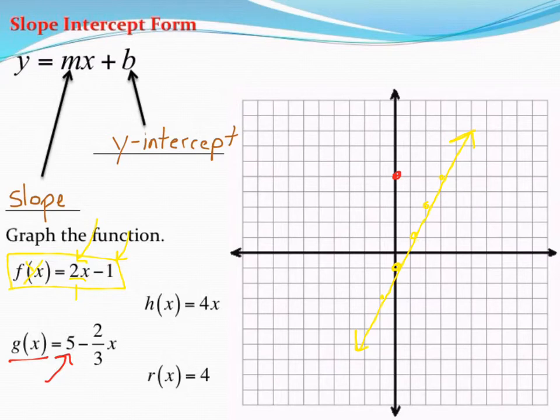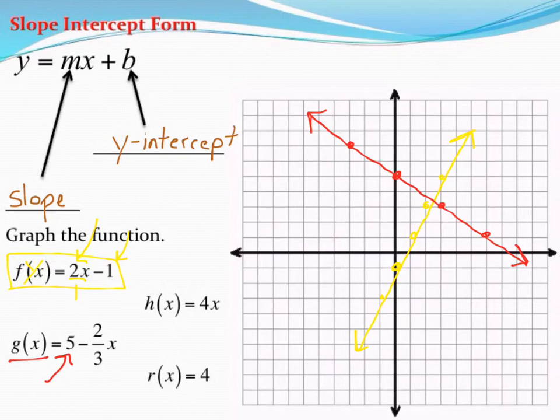I'll count down 2 and then forwards 3, and down 2 and forwards 3. I could also count up 2, but I have to count backwards 3. With a negative slope, one of your directions you count for rise over run will need to be negative. Again, use a ruler to make a much straighter line than I did. But there we go. That's what that line is going to look like.